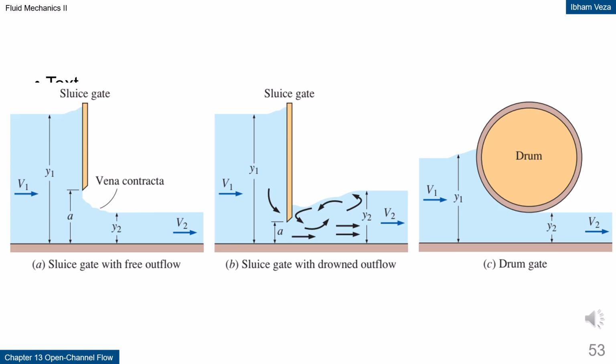This section serves as a transition toward the detailed discussion of different types of underflow gates. The illustration shows the general configuration of flow around a gate and the possible depth changes. The focus is on visualizing the flow path and contraction region. This image helps connect the specific energy concept with the actual flow shape. With this visualization, the flow mechanism under a gate becomes easier to understand.